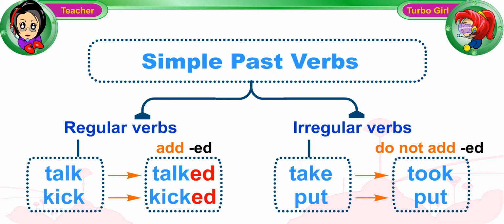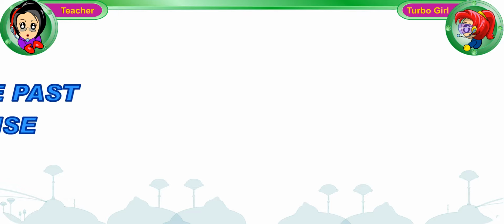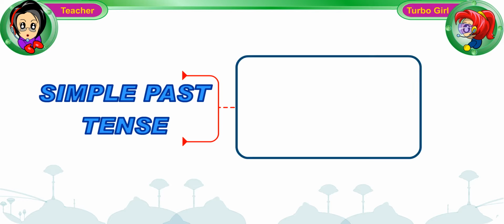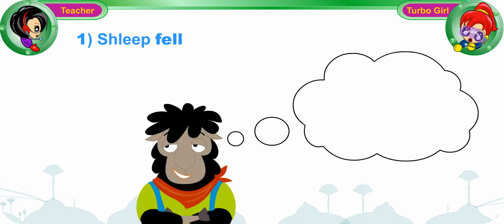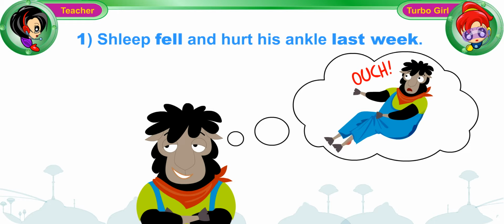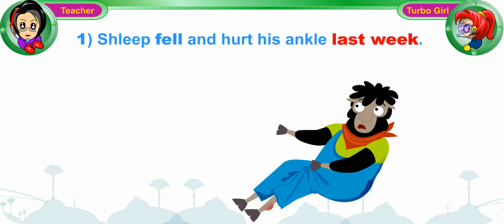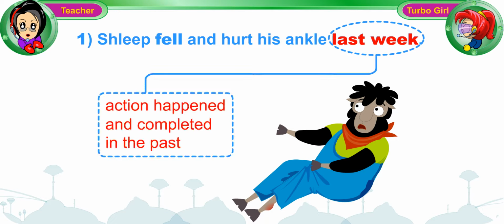That's wonderful, Turbo Girl. We use the simple past to refer to the action that has happened and has completed in the past. Let's first look at some examples. Turbo Girl, can you please read these sentences? Okay. Sentence 1. Sleep fell and hurt his ankle last week. The words last week tell us that the action happened in the past. So we use the simple past, fell, and not fall.